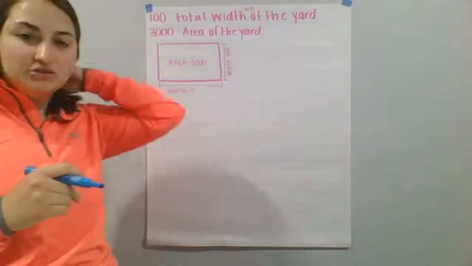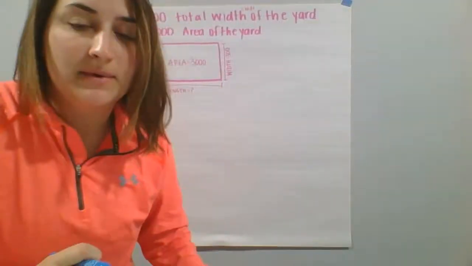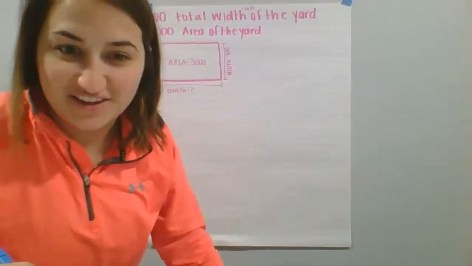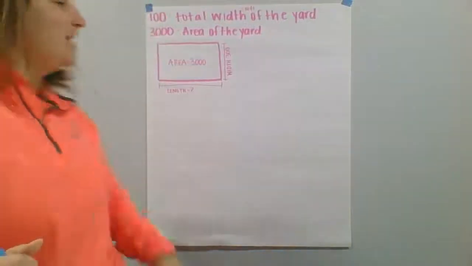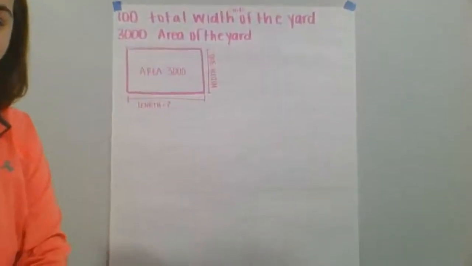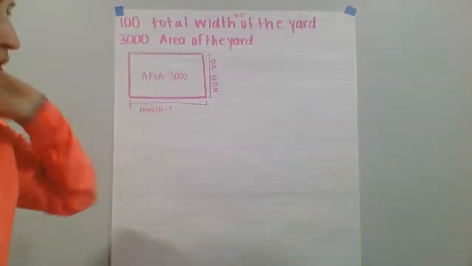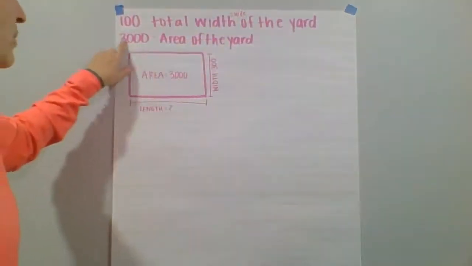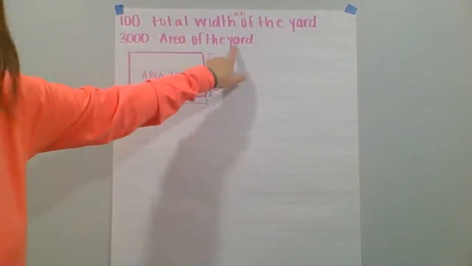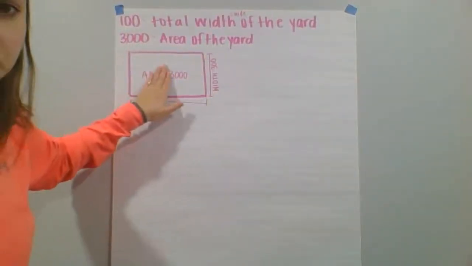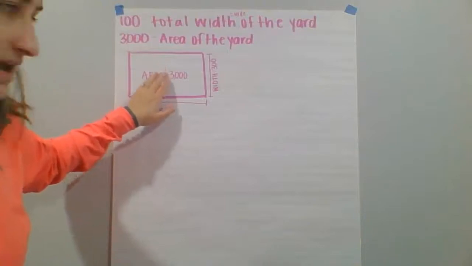All right, so now you should have already solved this problem. So we're going to be going through and solving it together so that you can check your work. So you'll notice up here I have that the 100 represents the total width of the yard. And that word wide tells us that this is the width. Then we have 3,000, and that's going to be the area of the yard. So that inside portion is going to be the area.